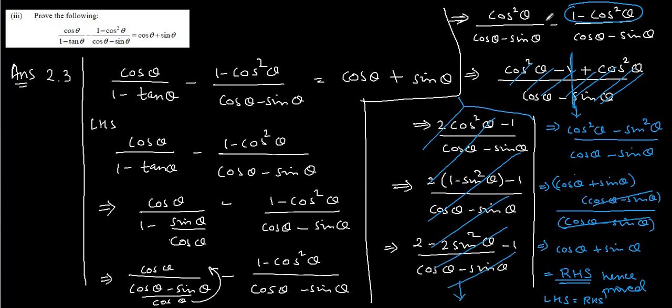Understood? So cos square theta minus 1 minus cos square theta is what? Sin square theta. So cos square theta minus sin square theta upon cos theta minus sin theta. And this is actually nothing but, if you remember the formula, a square minus b square. What is a square minus b square? A plus b and a minus b. So here we get a plus b, and here underneath, the denominator, is a minus b. A minus b cancel. So what you get? Cos theta plus sin theta. That is the actual thing that we require. So that is RHS. Hence proved. Therefore LHS equal to RHS.